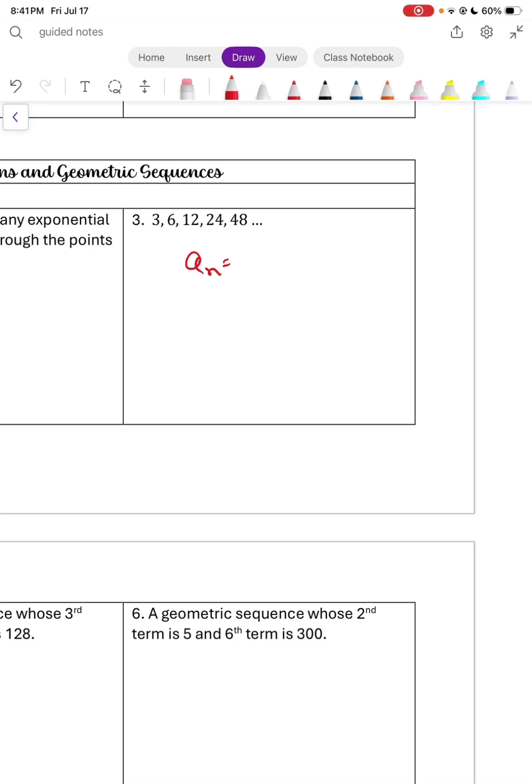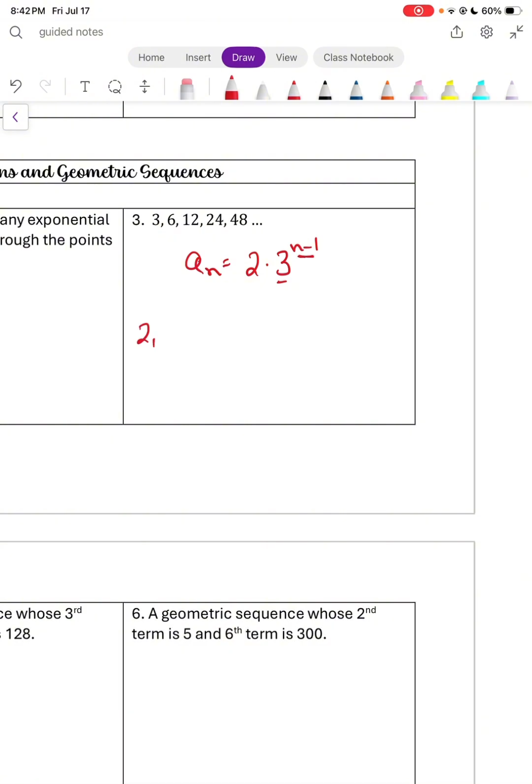again, whatever number you start with. Let me just make one up here, 2 times 3 to the n minus 1 power. So this sequence, if I plug in to find my first term, you'd plug in a 1. 1 minus 1 is 0. That means 3 to the 0. That kind of goes away. My first term would be 2.